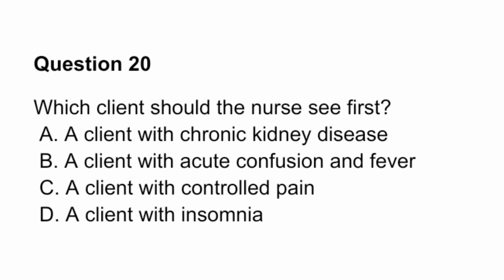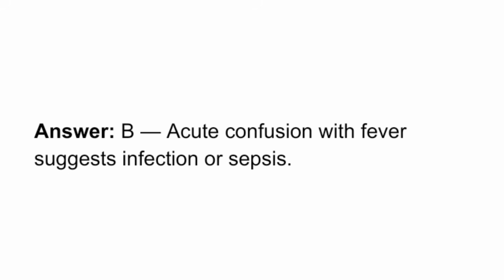Question 20. Which client should the nurse see first? A. A client with chronic kidney disease. B. A client with acute confusion and fever. C. A client with controlled pain. D. A client with insomnia. Answer is B. Acute confusion with fever suggests infection or sepsis.